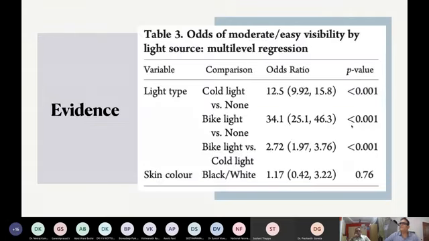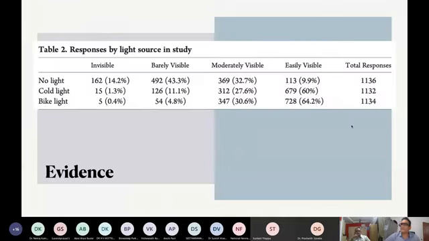So for the odds ratio, they compared the skin color, the light, the light type, basically the cold light versus no light. The odds of detecting the vein was 12.5 times, and for the bike light was 34 times, and the bike light versus cold light was about 2.7 times, all with a significant p-value. So they concluded that the cheaper bicycle lights are better. That can be used in resource poor countries, which are cheaper and easy to clean and all those things, right?